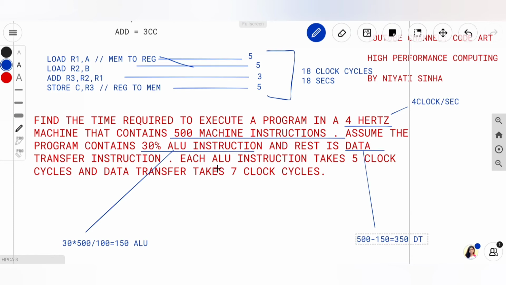Now what we know is each ALU instruction takes 5 clock cycles, and each data transfer instruction takes 7 clock cycles. So now we have to calculate the CPU time. What is the CPU time basically? We have learned in the previous video that CPU time is the number of clock cycles divided by the frequency, the machine frequency. And here the machine frequency is 4 Hertz.